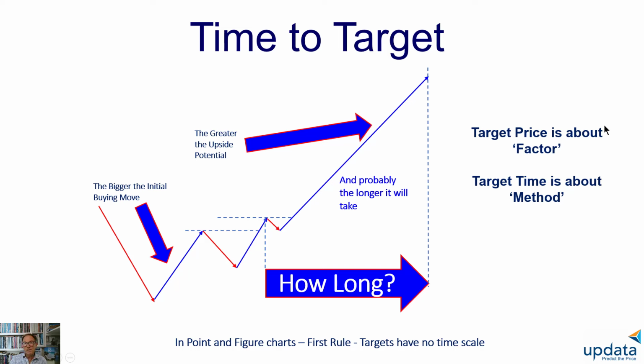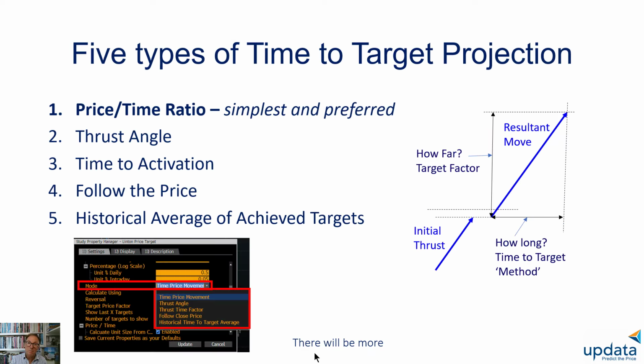So target price is about a factor. Time to target really is about method. And in point and figure charts, the first rule is targets have no time scale. So we're now attempting to give the target some time scale, bearing in mind that caveat that you cannot be certain when a target is going to be reached. So there are 5 different methods that we've come up with. Price time ratio is the simplest and the preferred. That's the one I use, but I will take you through now the 5 methods.